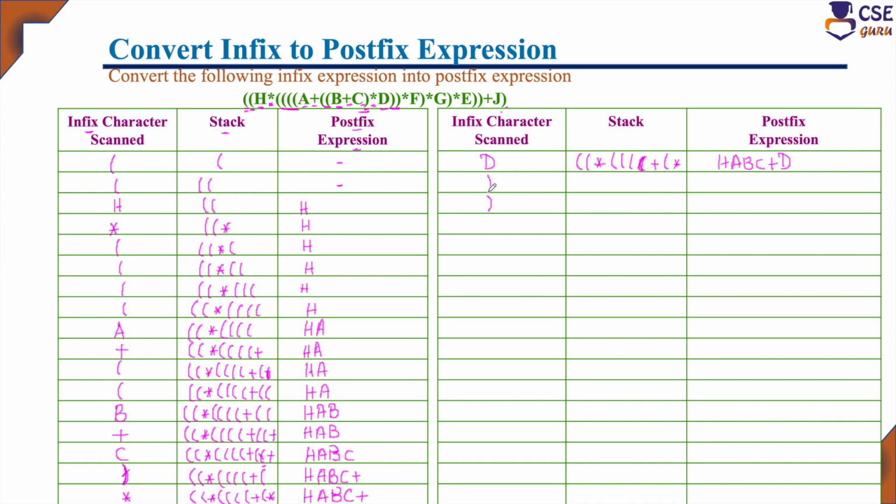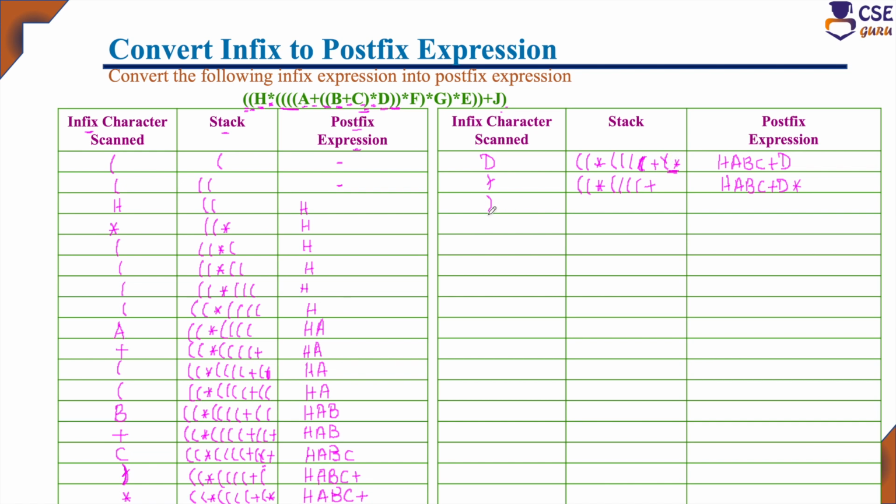Whenever you are encountering a closed parenthesis, until you encounter the first open parenthesis. The first open parenthesis is here, and only one element is there. You have to pop this star operator and place it in the postfix expression. So here you will get H A B C plus D star. Okay. And the stack contents will be 2 open parentheses, star, then 4 open parentheses, then the plus operator. This corresponding open and closed parenthesis you have to discard.